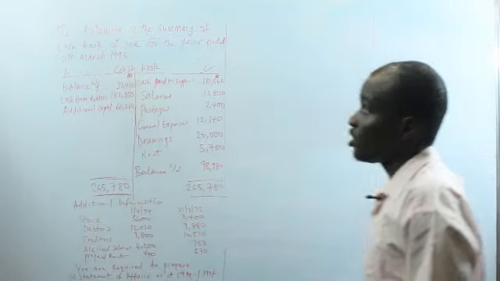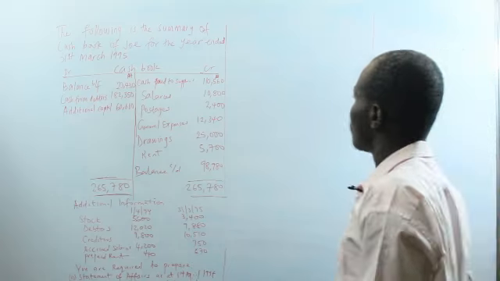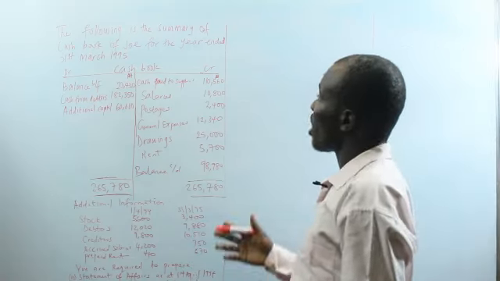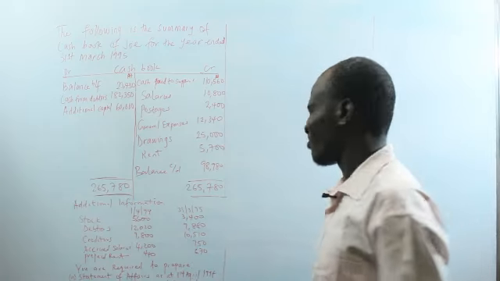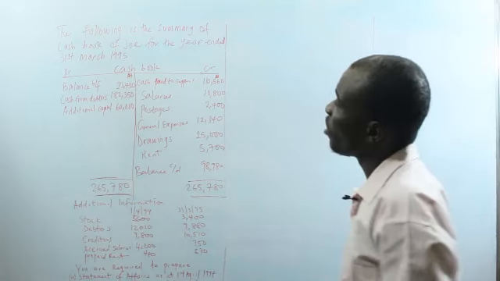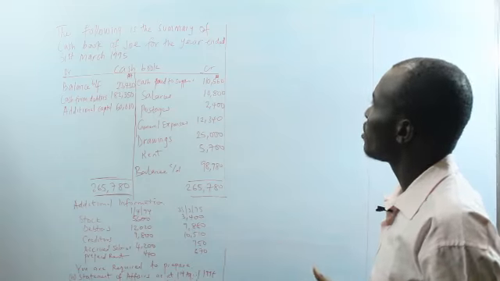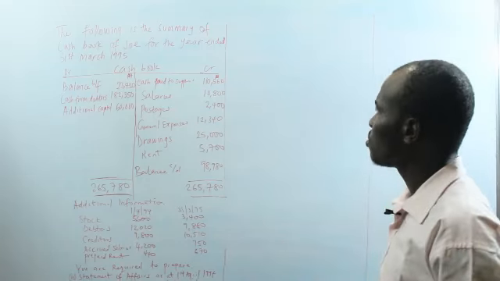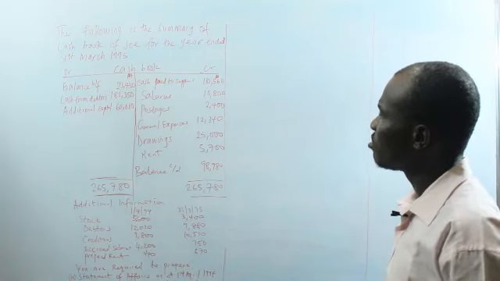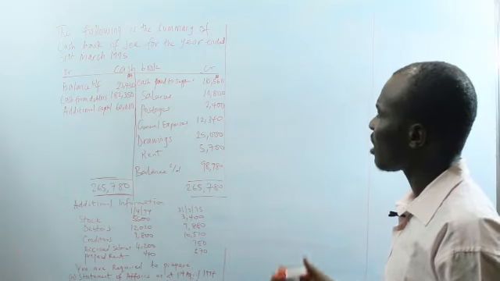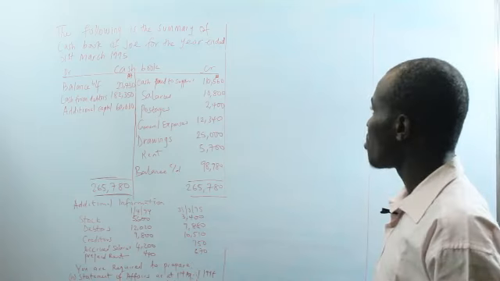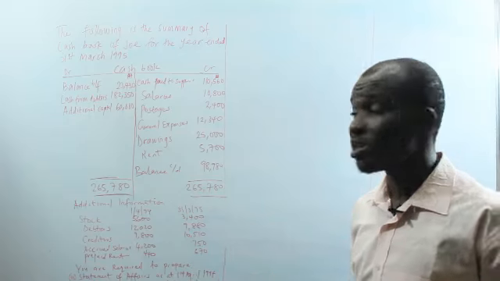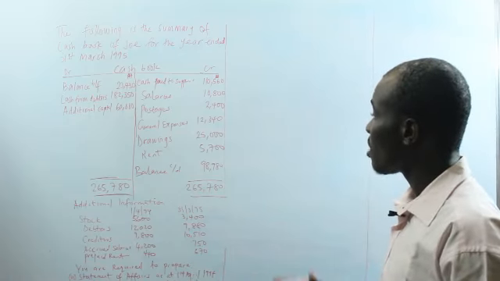So we have an illustration on how to convert the single entry into the double entry principle. We have preparing the trading profit and loss account. The following is a summary of the cash book of Joe for the year ended 31st March 1995. We'll be given the details in the cash book. We have the balance brought forward, cash from debtors, additional capital introduced within the period. Also, we have cash paid to suppliers, salary, postages, general expenses, drawings in the period, rent, and balance carried down.